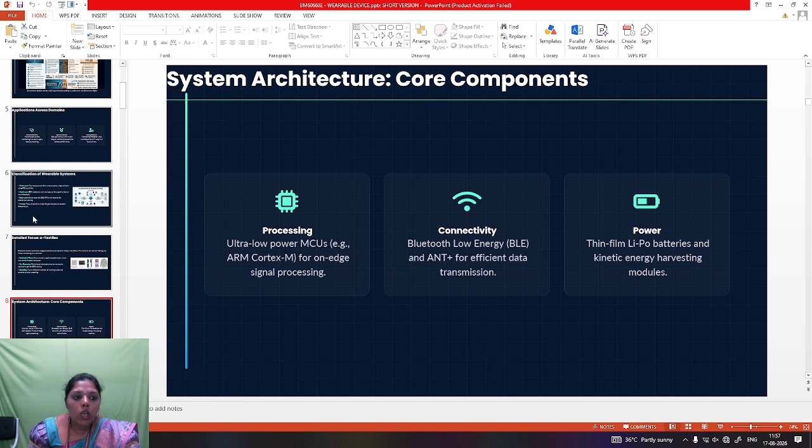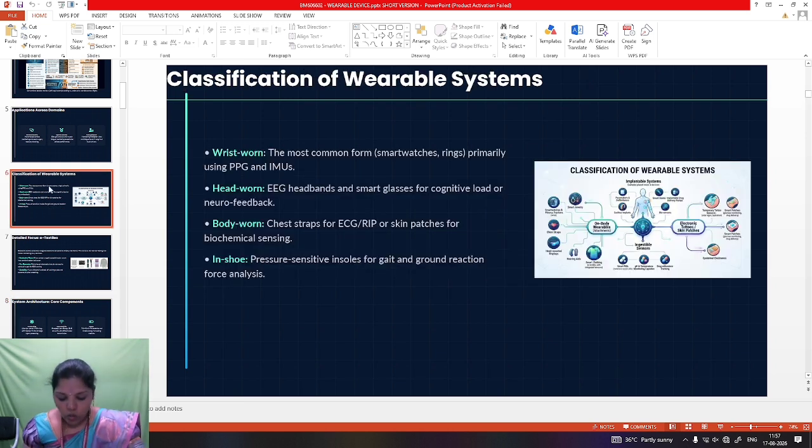System architecture and core components. Now let us move to the next slide. Classification of wearable systems: first, wrist-worn; second, head-worn; third, body-worn; and in-shoe. Wrist-worn is the most common form, using PPG and IMUs. Head-worn includes EEG headbands and smart glasses for cognitive load and neurofeedback. Body-worn includes chest straps for ECG or skin patches for biochemical sensing. In-shoe uses pressure-sensitive insoles for gait and ground reaction analysis.